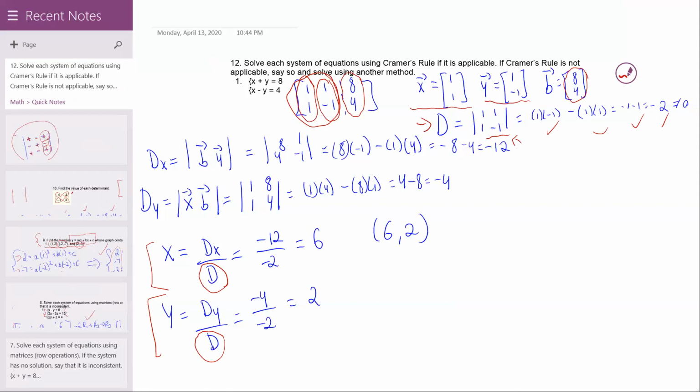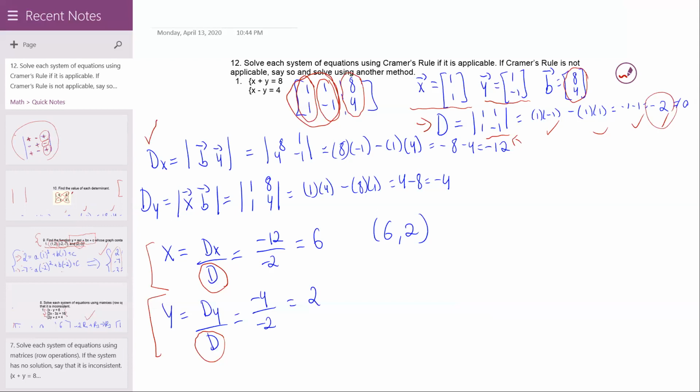If our d value had been 0, we would say Cramer's rule is not applicable, and when the determinant is 0, then either there are no solutions, meaning like the lines are parallel, they never intersect, or there are infinitely many solutions, which means they're the same line. But either way, you can't use Cramer's rule. But we can here because of this -2.